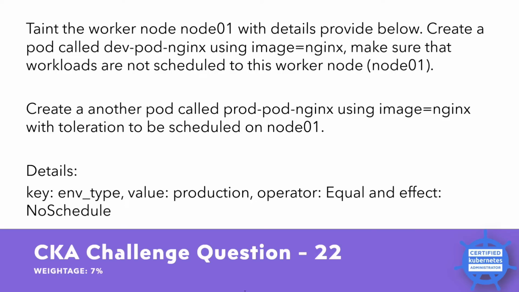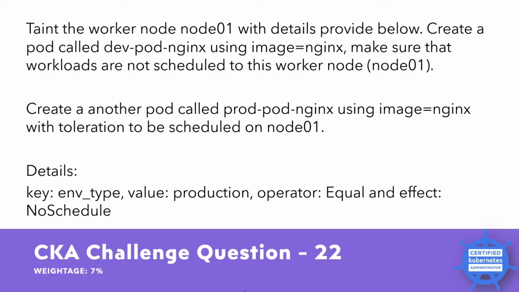Create another pod called prod-pod-nginx using image=nginx with tolerations to be scheduled on node01. The details that we have to use: key environment env_type, the value production, operator equal, and effect NoSchedule. This question is asking you to perform two tasks related to Kubernetes nodes and pods.